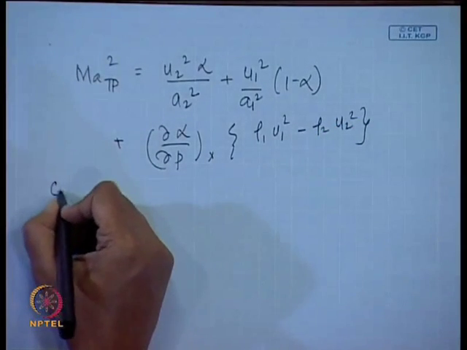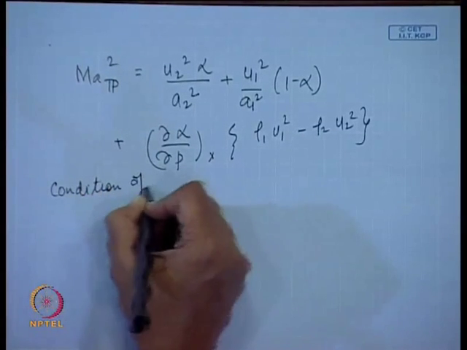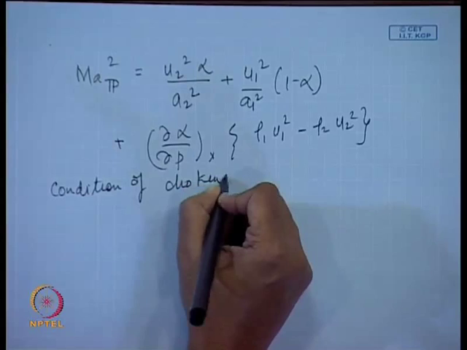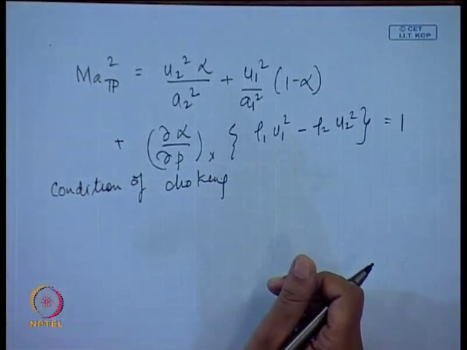And what is the condition of choking? For condition of choking, this has to be equal to 1. Is this portion clear to all of you? Please perform these derivations once again, so that the entire thing is clear to you.